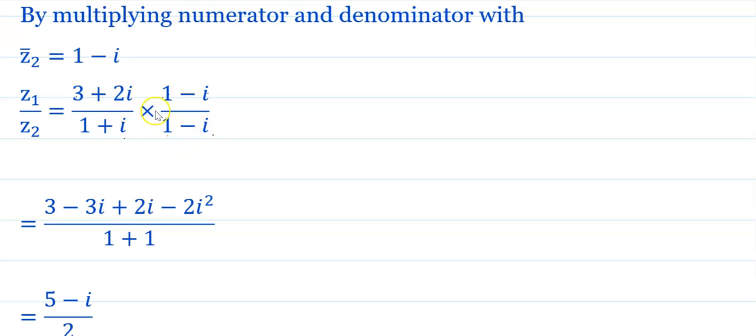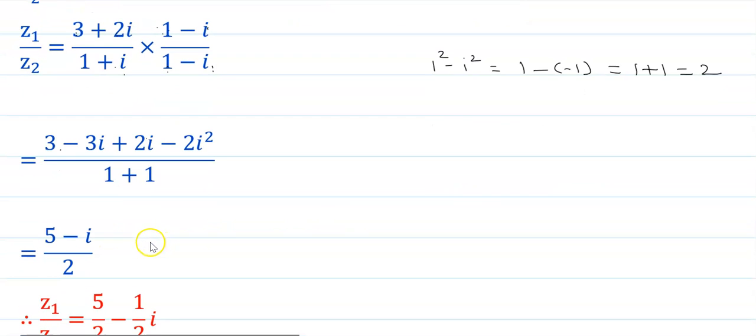Multiplication. 3 into 1, here 3. 3 into minus I, minus 3I. 2I into 1, here is 2I. 2I into minus I, minus 2I square. Okay. Now this is a plus b, a minus b. Then you are getting a square minus b square. Means what? 1 square minus I square. But I square is minus 1. Therefore 1 minus in bracket minus 1, 1 plus 1, and hence you are getting 2.